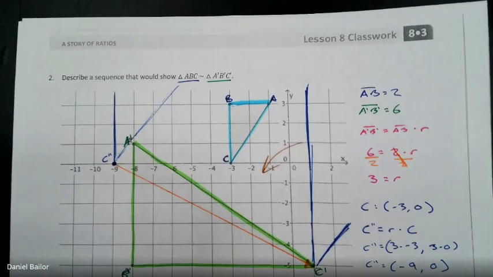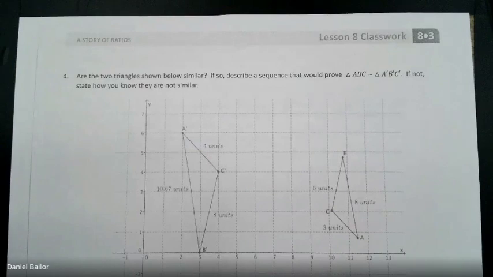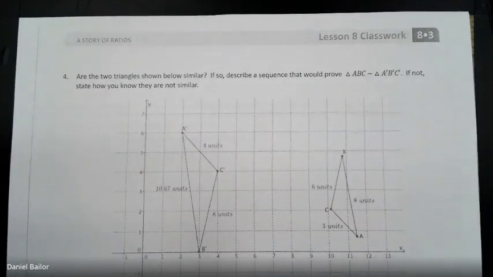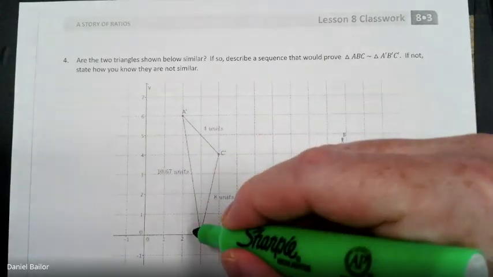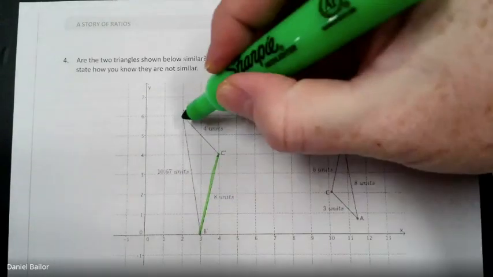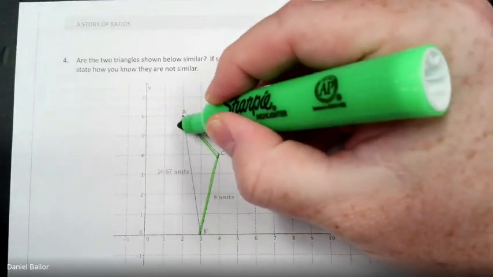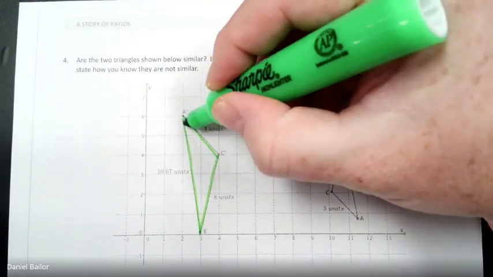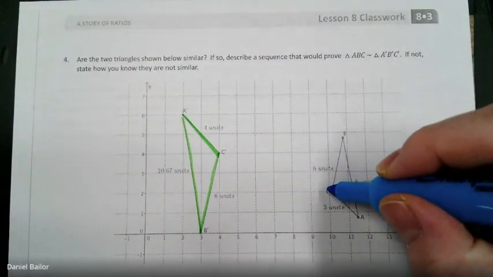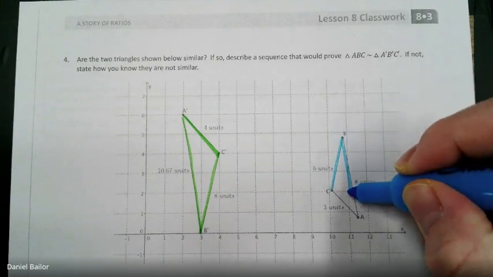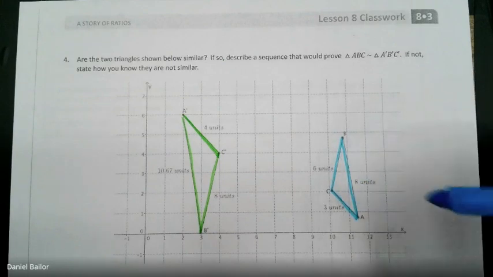Let's look at number 4 on page 86. Number 4 is saying, are the two triangles below similar? Are they similar? So let me highlight them. Just like for number 3, are these similar? If they are similar, how do you prove it? What sequence do you follow? If they are not similar, how do we know?